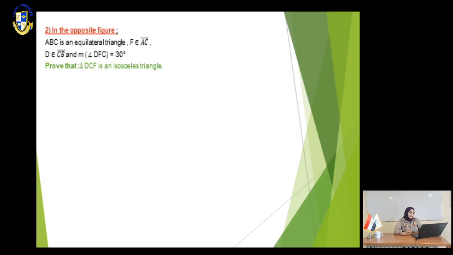Let's move to slide number 4. Here we have an exercise. In the opposite figure, ABC is an equilateral triangle. F belongs to AC, D belongs to BC, and the measure of angle DFC equals 30 degrees. Prove that triangle DCF is an isosceles triangle.